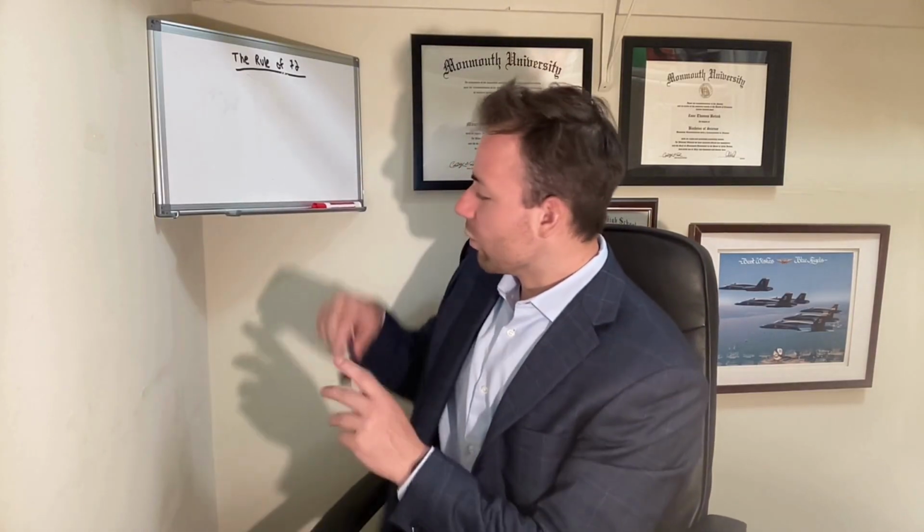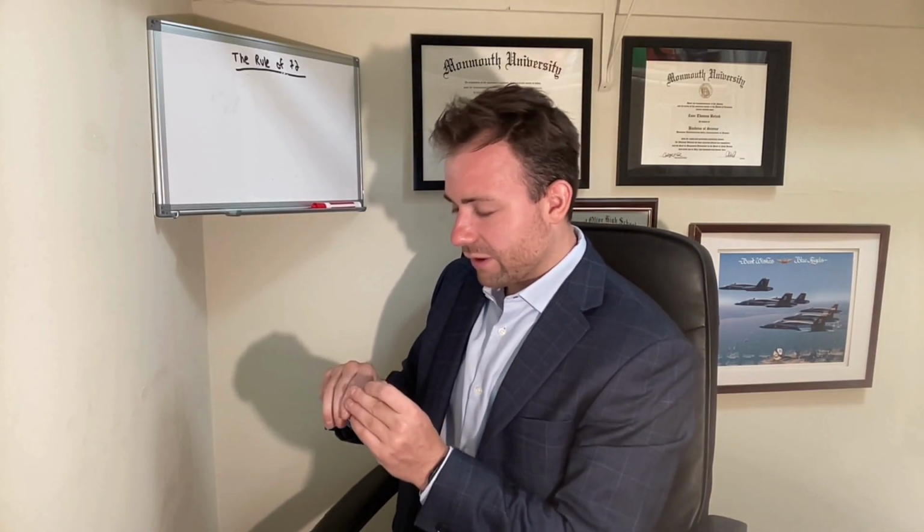I'm Zane Belsack, and today we're going to be discussing the Rule of 72 and how it's really one of the most useful tools for understanding how your money grows over time. So let's get into the actual rule. And the rule itself is really a formula.